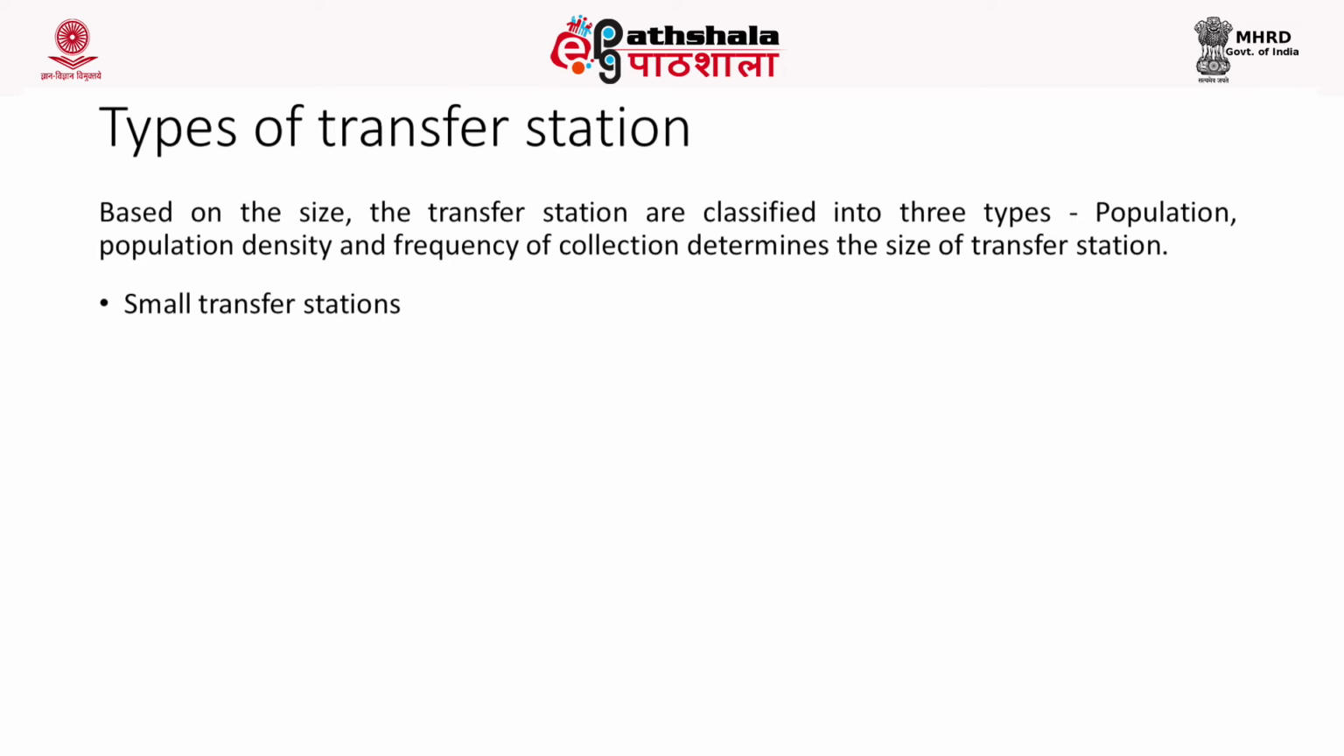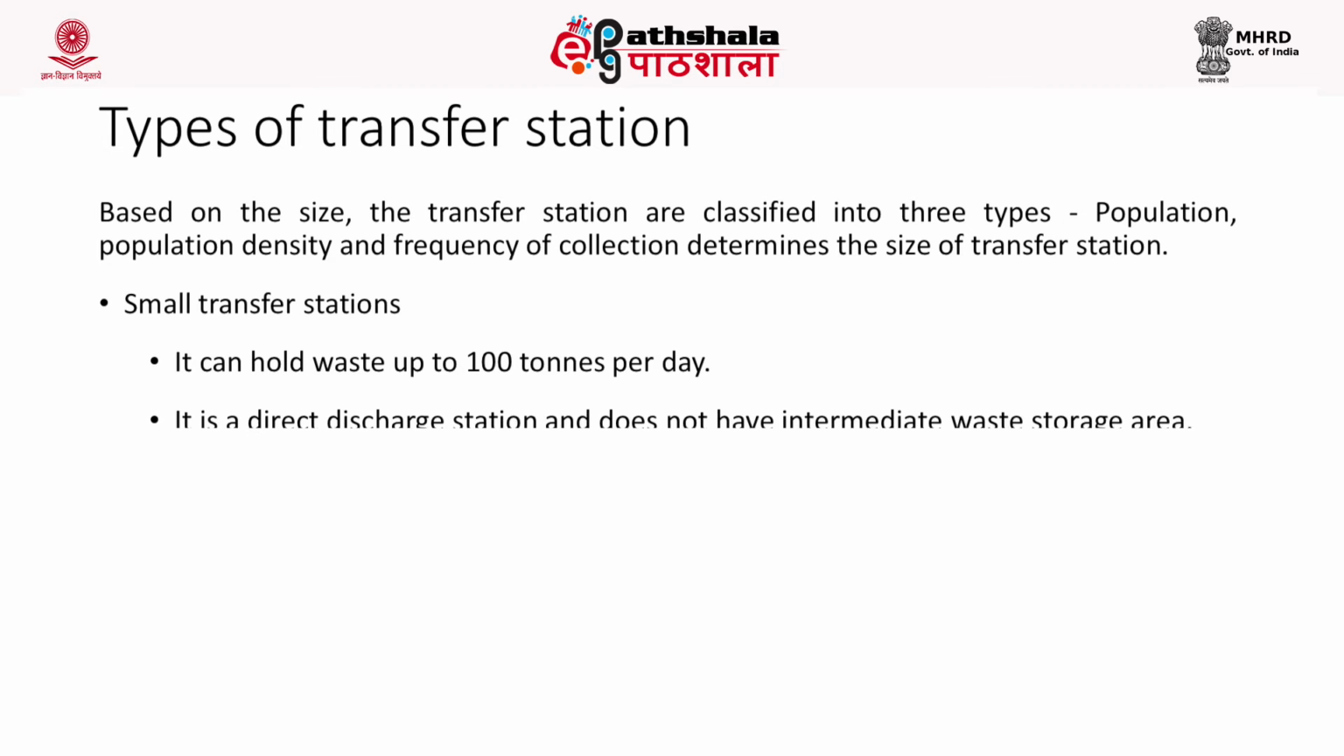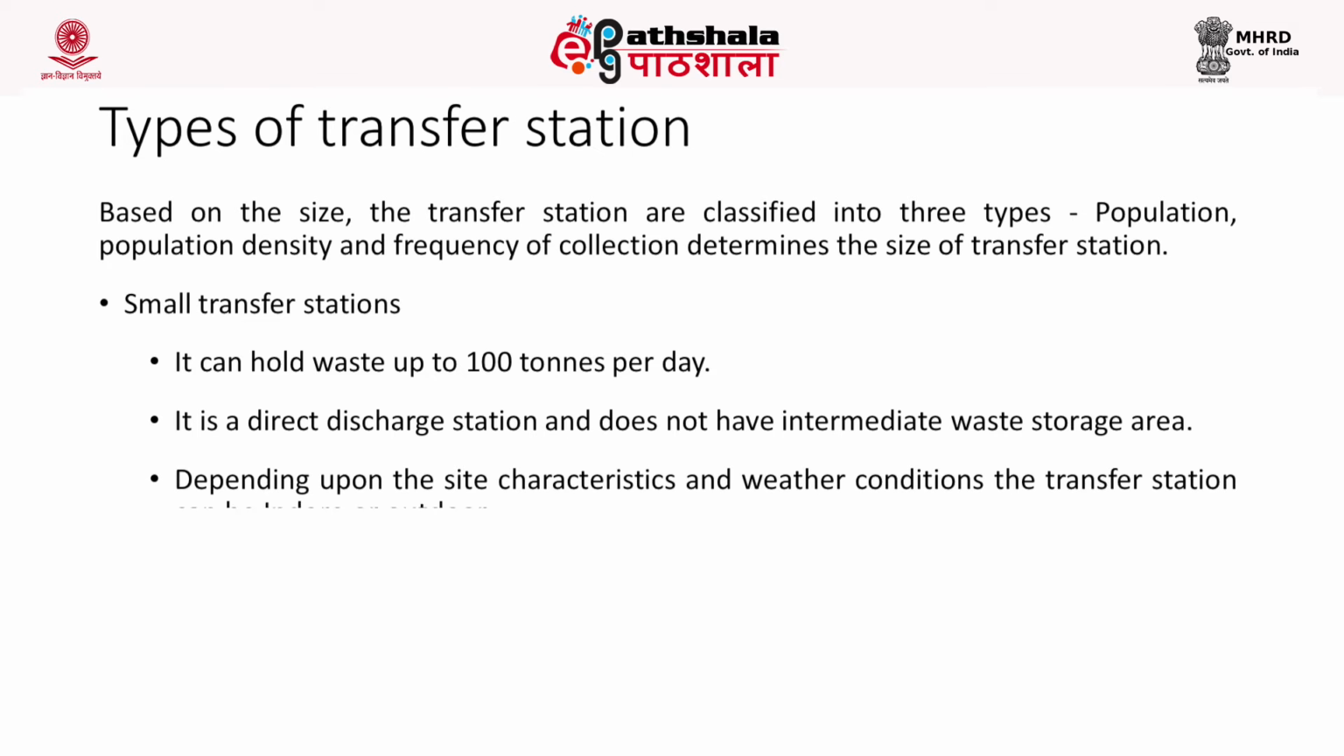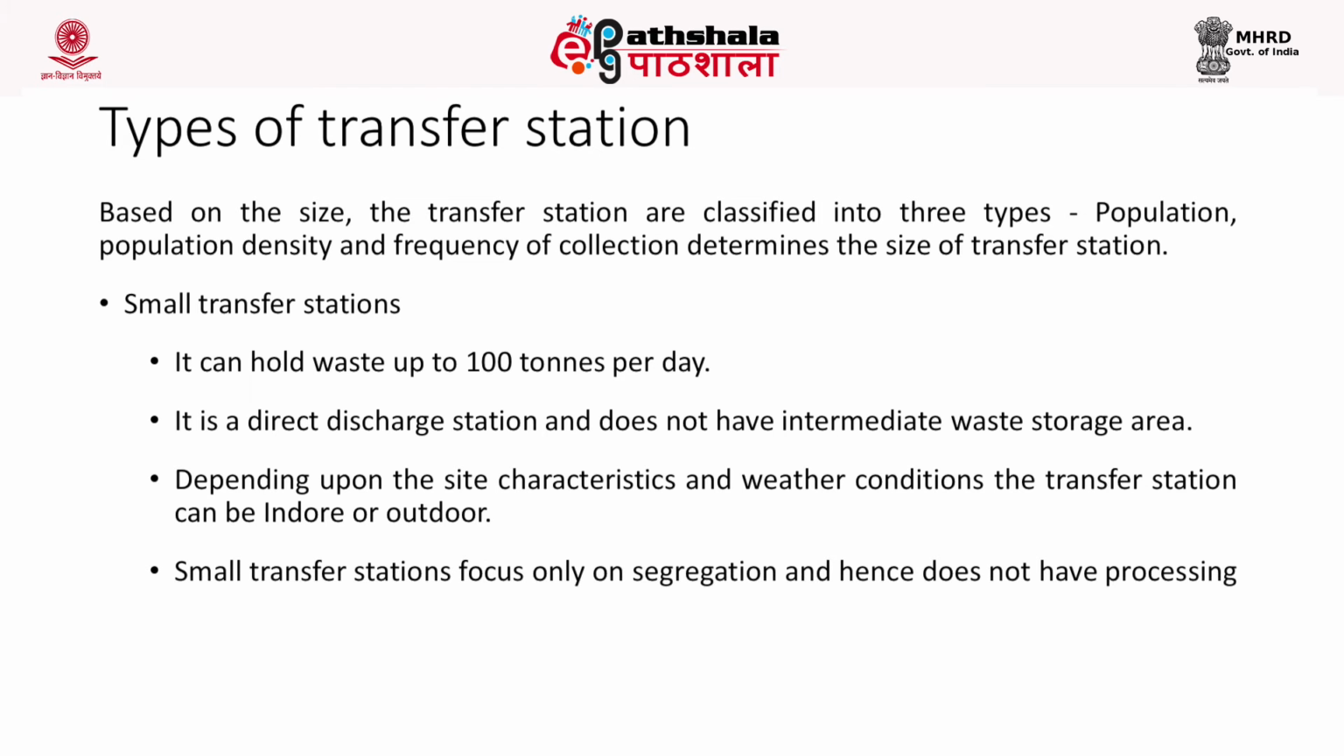Now, what are the criteria which play a role in determining the size of the transfer station? It is the population density and the frequency of collection. Based on these criteria, the transfer stations are categorized into 3 types. 1. Small transfer station. These transfer stations can hold waste up to 100 tons per day. It is a direct discharge station and it does not have an intermediate waste storage area.